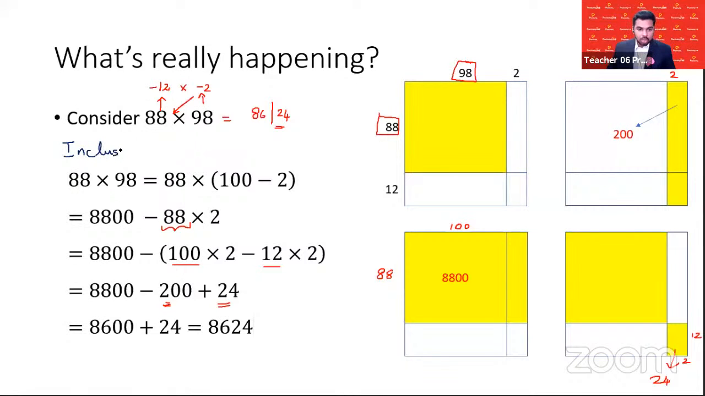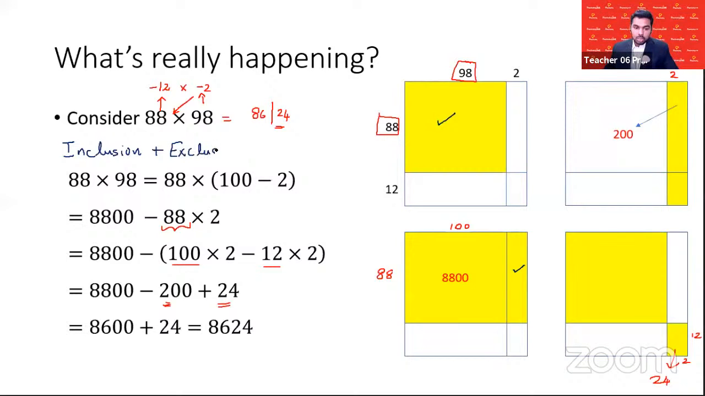So inclusion means you are going to add certain terms to the actual answer. The actual answer required is in this yellow box, but you have added an additional term here, isn't it? This rectangle over here is not the actual answer you required, but in order to simplify the steps, you are including some additional rectangles. So that is known as inclusion. And you are also excluding. Where did we exclude? We are excluding this 200.